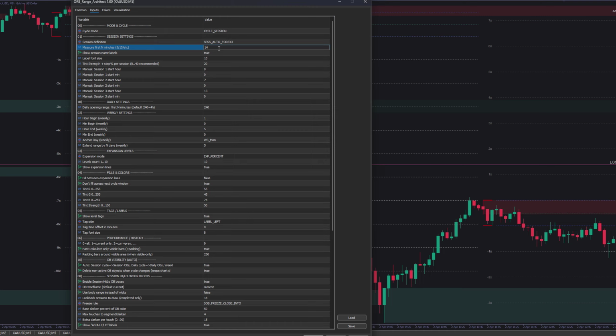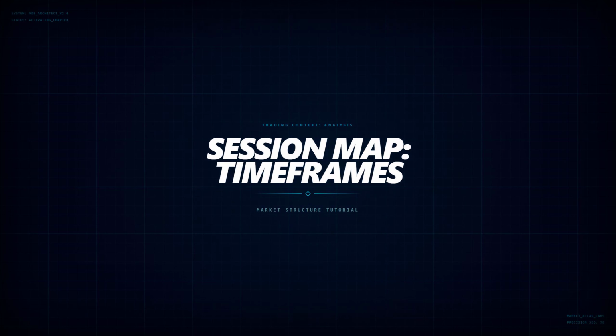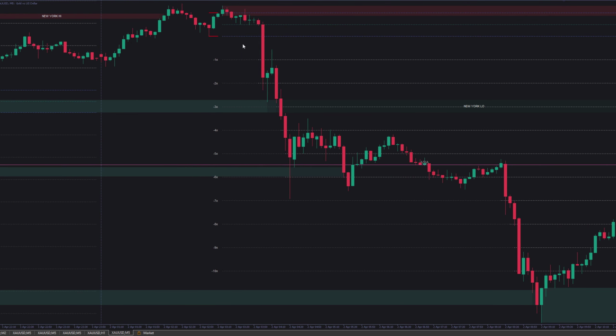Now, the critical setting, range duration. This is how many minutes you want to mark as the opening range. I recommend 14, which captures exactly the first 15 minutes of each session. That's the window where institutional smart money places its bets. Change it to 30 and you're mapping the first half hour, totally valid for a different trading style. The flexibility is yours. Just pick a number, apply it, and watch the levels load instantly.